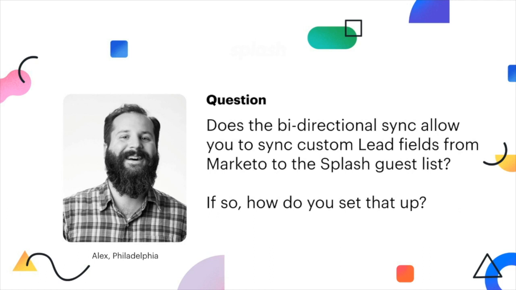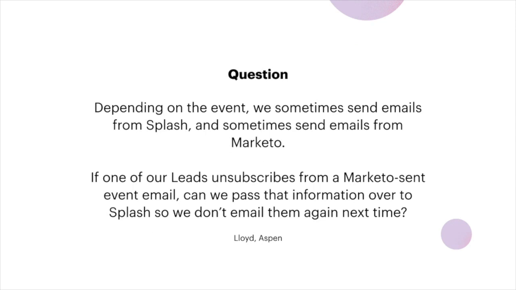Okay, I'm going to push this next one out. I think we mentioned this at the very beginning, so it's worth reiterating. Yep. The question was, depending on the event, we sometimes send emails from Splash and sometimes from Marketo. If one of our leads unsubscribes from a Marketo-sent email, can we make sure that it's reflected in Splash and vice versa? Yes, the answer is absolutely yes.